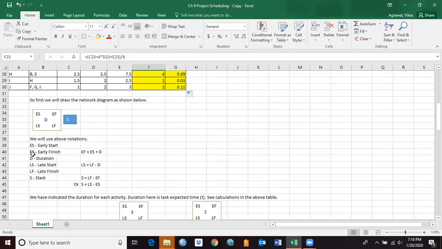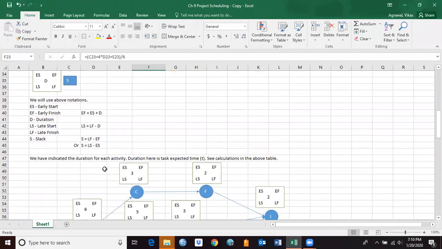The formula for early finish is early start plus duration. Late start will be given by late finish minus duration. And the slack is you subtract EF from LF or ES from LS. Same thing. It's going to give you the slack. That is allowable slippage. That is how much wiggle room you have to delay the activity without delaying the project completion time. So we'll go through that one as well.